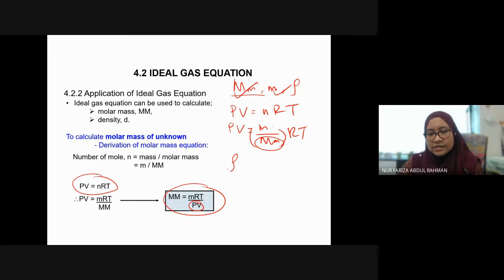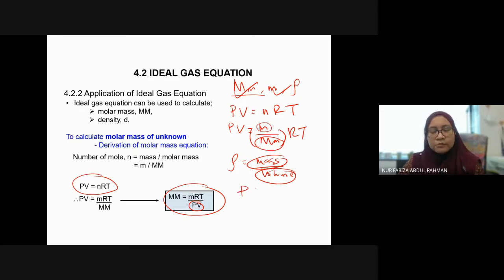Okay, next we have density. We know that density is mass over volume, and we have this already in the PV = mRT/MM just now. What we need to do is to rearrange them so that the mass and the volume are placed at the bottom. We need to rearrange this so that it becomes M over V. So molar mass will be transferred to this side and V will be transferred to the other side.